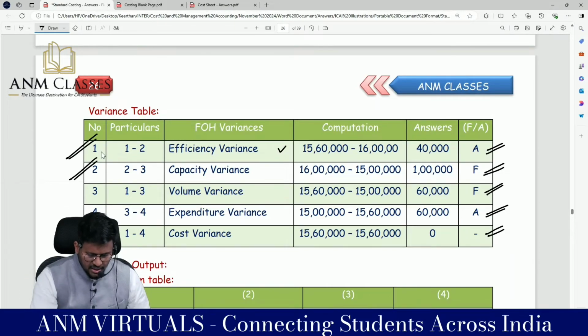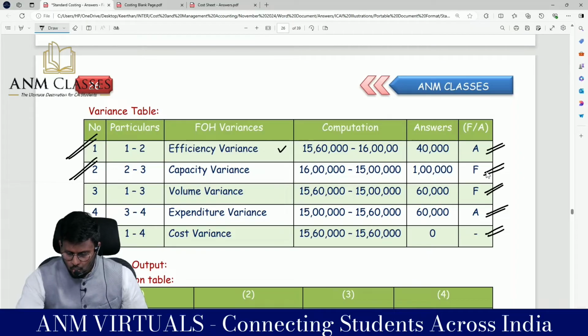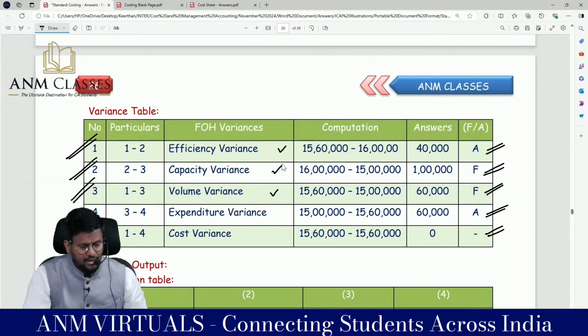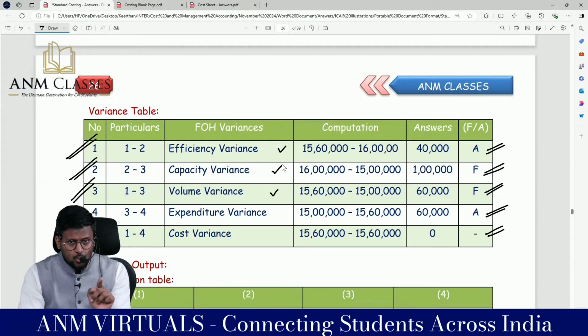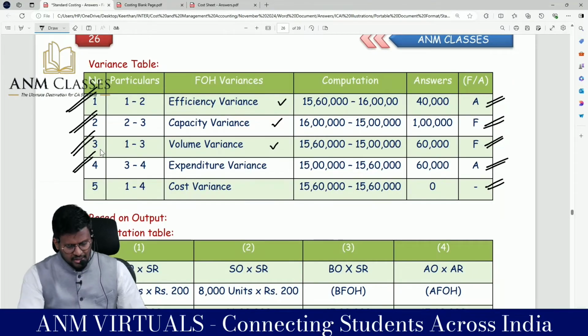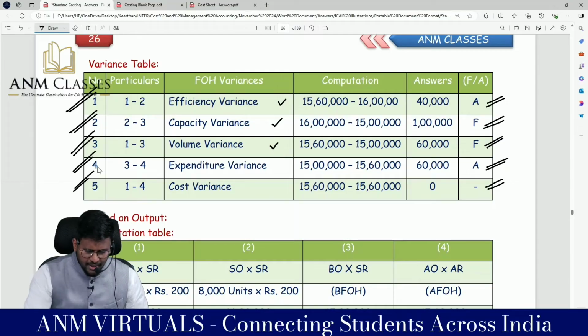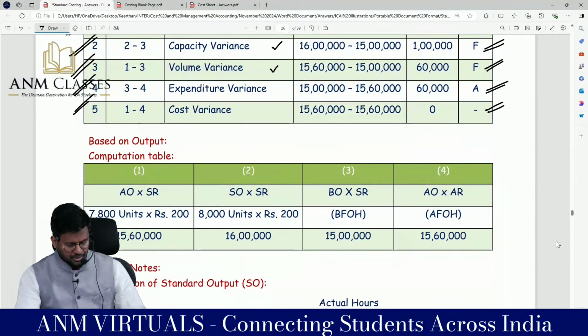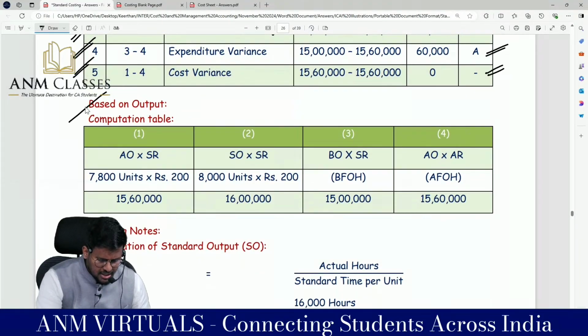1 minus 2 is fixed overhead, which is 40,000. 2 minus 3 is fixed overhead, which is 1 lakh. 1 minus 3, in this particular question, will be the volume variance, which is 60,000. 3 minus 4 is fixed overhead expenditure variance, which is 60,000. 1 minus 4 is fixed overhead cost variance. In this particular question it is 0. Comfortable? Yes.